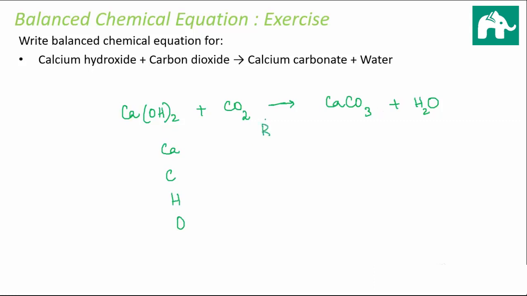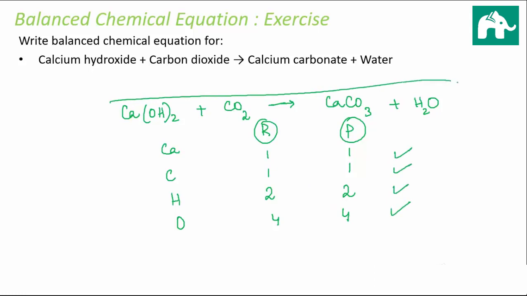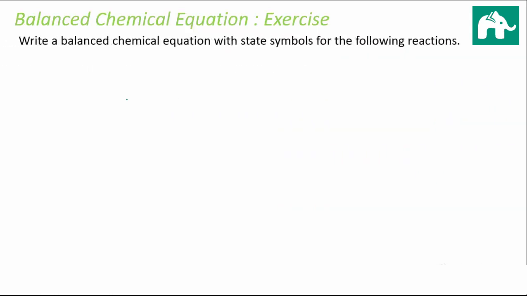So now let's look at the count of atoms. Calcium, we have 1 on the reactant side, 1 on the product side. Carbon, 1 on the reactant side, 1 on the product side. Hydrogen, we have 2 on the reactant side and 2 on the product side. And oxygen, we have 4 on the reactant side and 4 on the product side. So 2 plus 2, and on this side 3 plus 1. So you see it is already balanced. Therefore this equation doesn't need any further balancing because it is already a balanced equation. Let's move ahead with the next one.